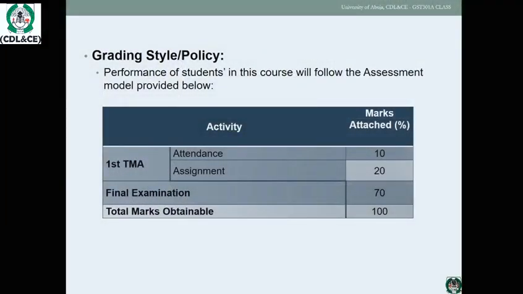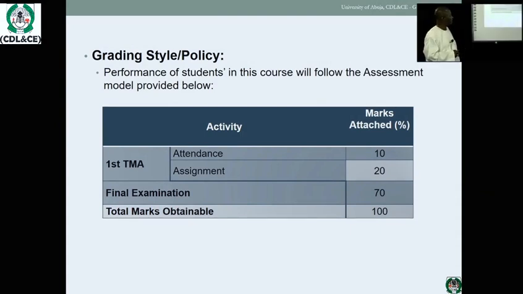Now, the grading system or policy is that, first, performance of students in this course will follow the assessment model which we have below. That has to do with assessment. Attendance is going to be 10%. When you attend, it is going to be 10%. Assessment is going to be 20%. Final examination will be 70%. That will give us a total of 100%.